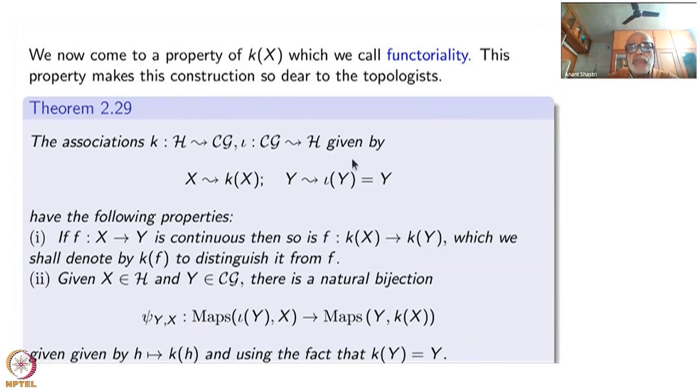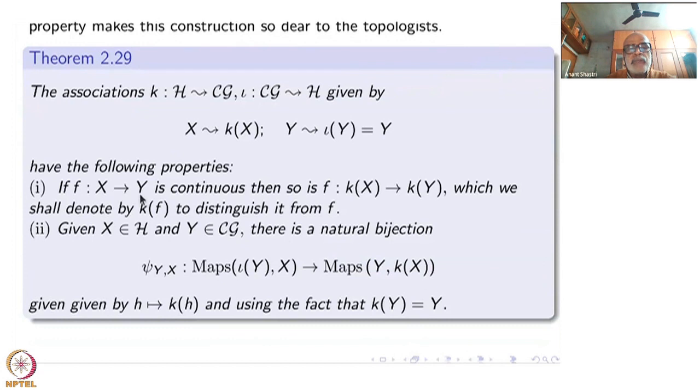So these two associations, given by X going to KX and Y going to IY, the same, this is just an inclusion map, have the following very close relation and nice properties. Start with any continuous function f from X to Y inside this larger domain, larger category. That's why I'm using category, it is not a set. Take a function like this. Then it has the same underlying set, but the topology is different, and f is continuous again. So to distinguish this from f, we will denote it by Kf, because now we are thinking of the domain and codomain as both compactly generated, co-induced by the collection of compact sets.